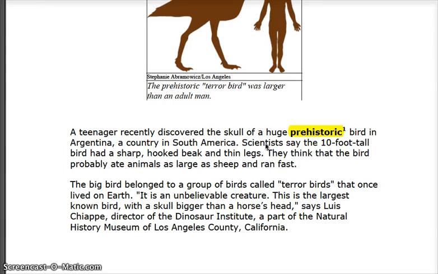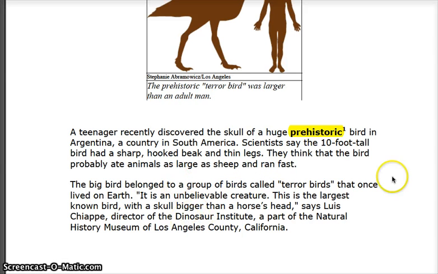So in this passage, it talks about how this skull was found and how tall it was, how it had a sharp hooked beak and thin legs, and they probably ate animals as large as sheep and ran really fast, okay?